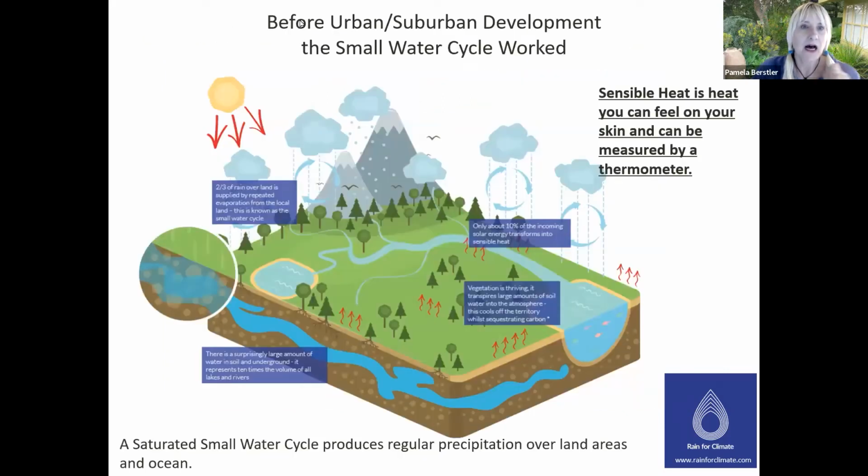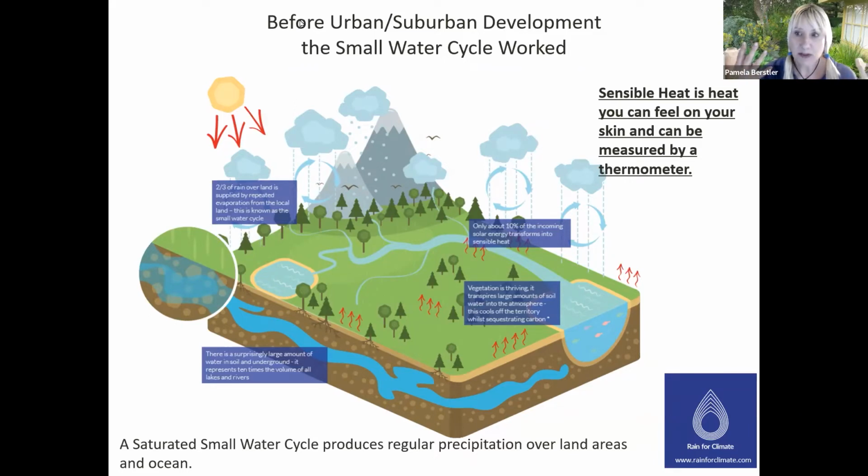Now, before we had urban, suburban development, like before we had to even think about LID and nature-based solutions, the small water cycle worked perfectly fine. The amount of water that was coming from the sky was held in plant material, it was held in soils, and then released over time, and very little of it ran off into rivers and creeks and so forth. And the main way that the water was being cycled was through this plant and soil system.